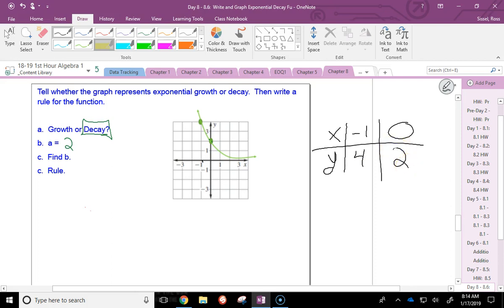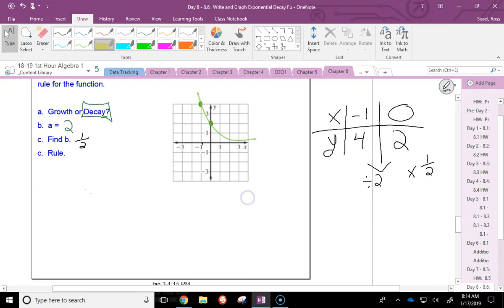What would be my b? Yeah, we're dividing by 2, which means times by 1/2. My b is 1/2. How would you write this rule? Should be fairly simple. Y equals 2 times 1/2 to the x power. That is your answer.